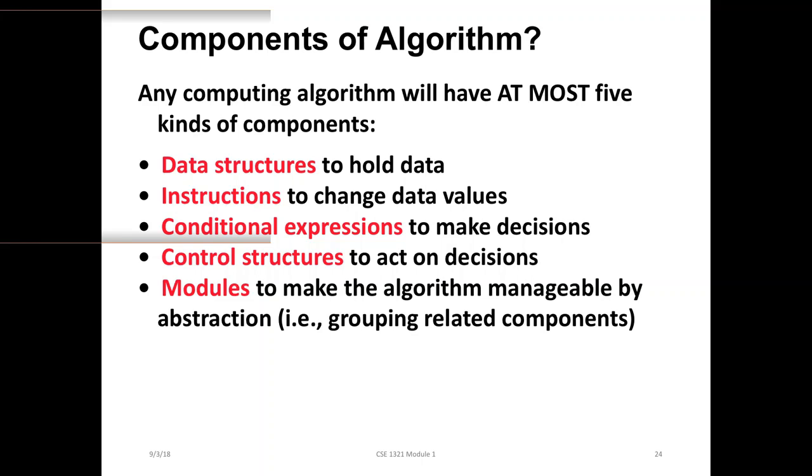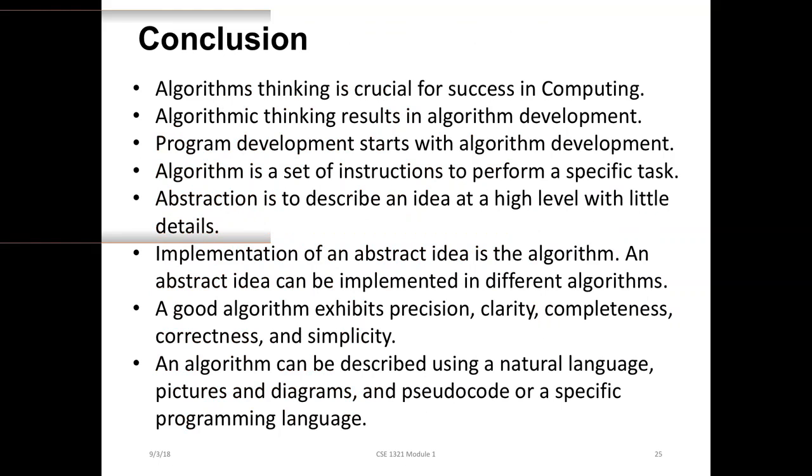Okay, we are on the last slide, conclusion. What have you learned from this class? One thing we have learned is that algorithmic thinking is crucial for success in computing. In order to learn computer programming, you have to learn algorithms first. If you think algorithmically, then you will be able to develop an algorithm. Program development starts with algorithm development. You should not start writing the program first. You should start writing the algorithm first. When you are able to write an algorithm, then you will be able to write pseudocode, and then you will be able to write program code.